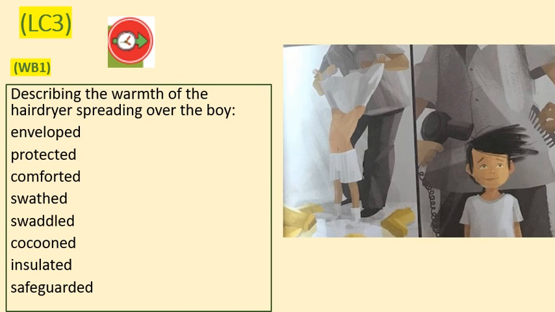Okay, how did you get on? I've put swathed, swaddled, cocooned, insulated, safeguarded. So it's your chance now to magpie and borrow some of my words from word bank 1 and write them in your own word bank 1. So they're words to describe the warmth of the hairdryer spreading over the boy as his dad's drying his hair. Pause the video now.